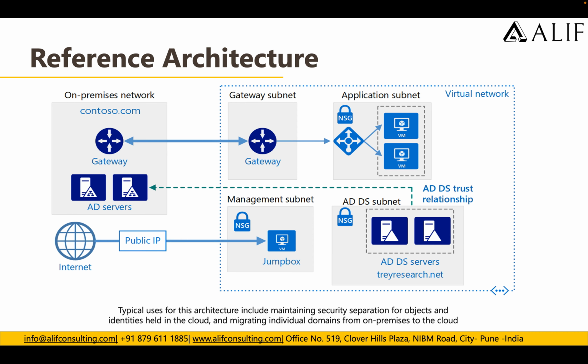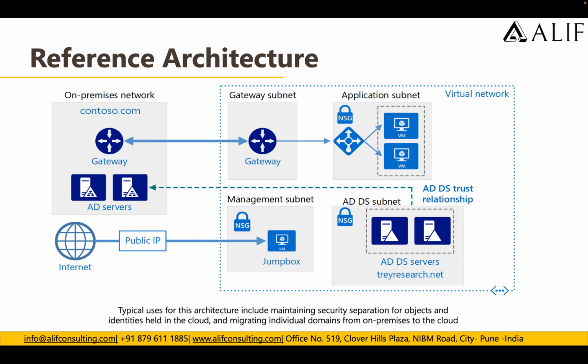This is how your reference architecture looks. You will see you have the Active Directory services running on-premise, and then you do have Active Directory services running on Azure. Both of them have different domains, and they are basically connecting using the domain trust. This is the reference architecture.